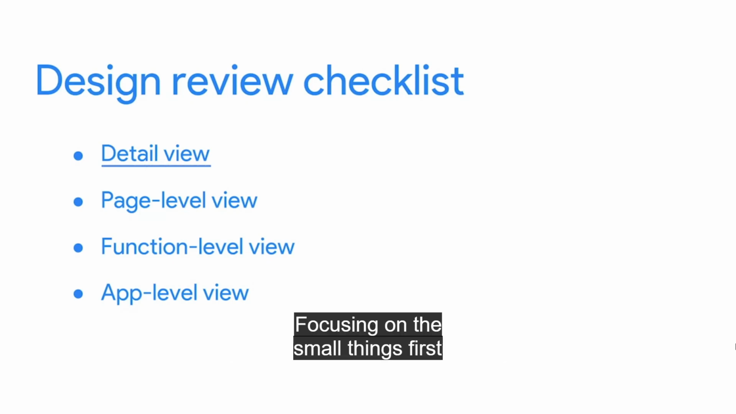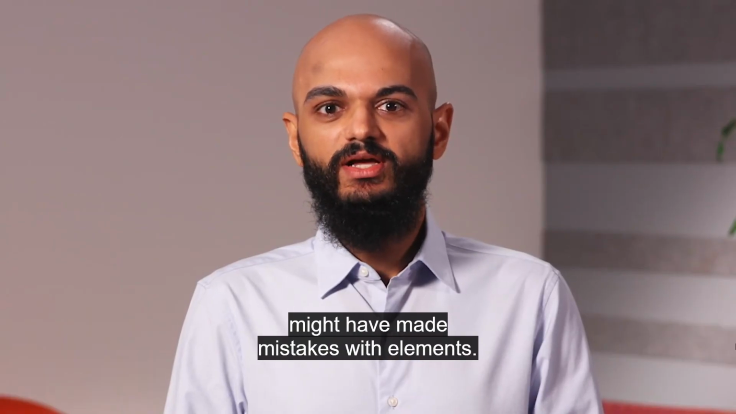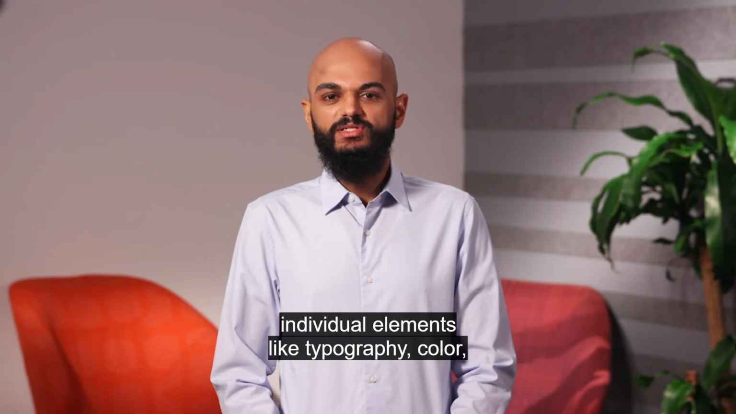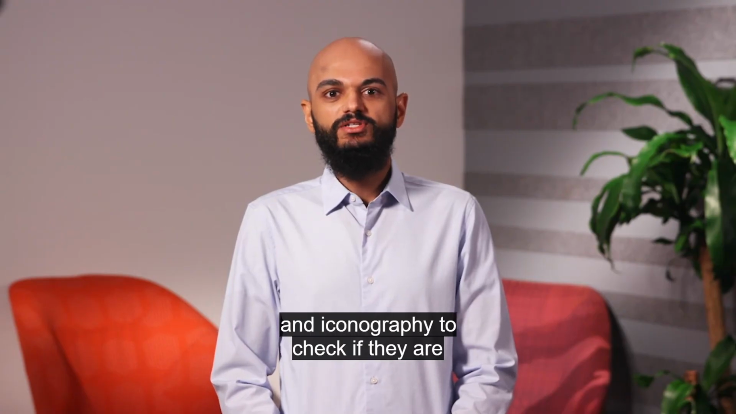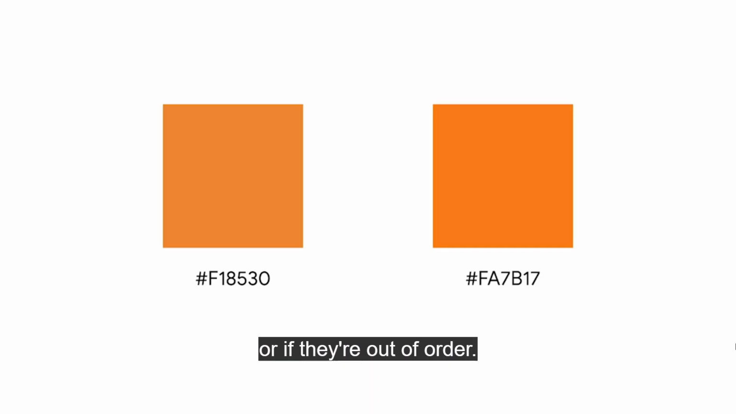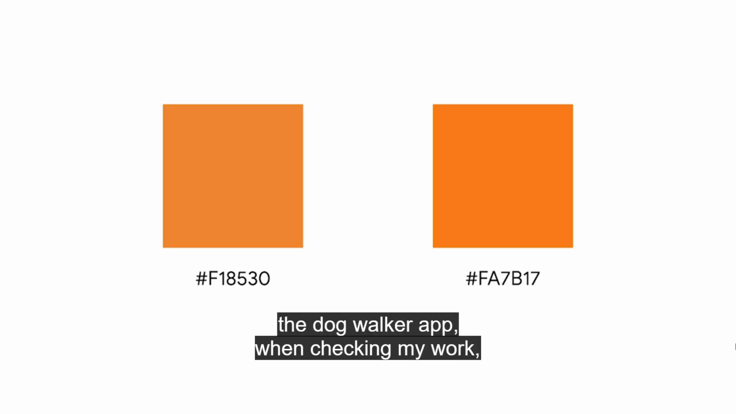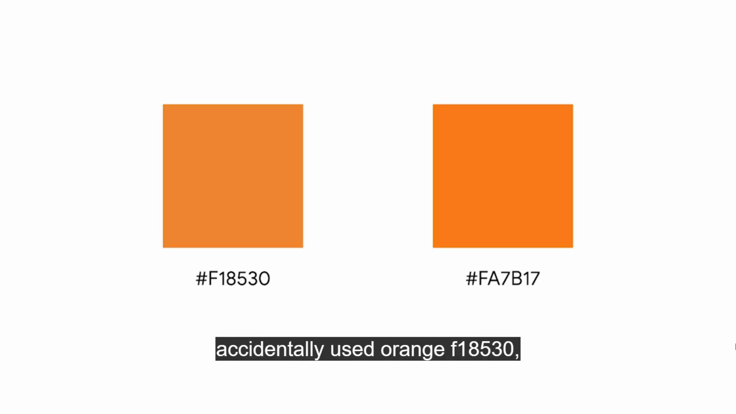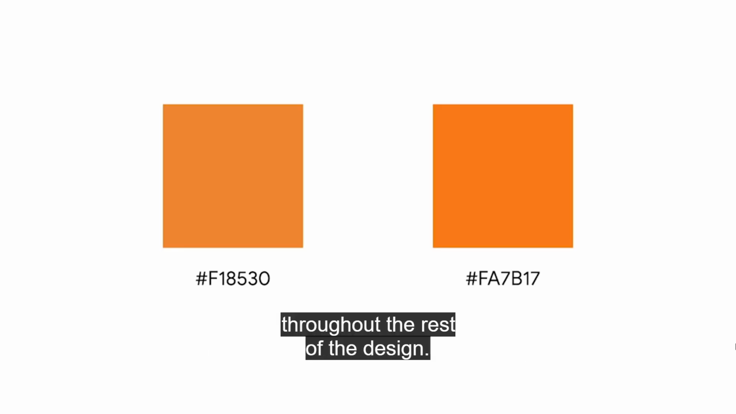Focusing on the small things first allows you to catch places where you might have made mistakes with elements. It's helpful to review individual elements like typography, color, and iconography to check if they're consistent throughout your mocks or if they're out of order. For example, in the Dogwalker app, when checking my work, I found one icon where I accidentally used orange F18530, even though I used orange FA7B17 throughout the rest of the design.